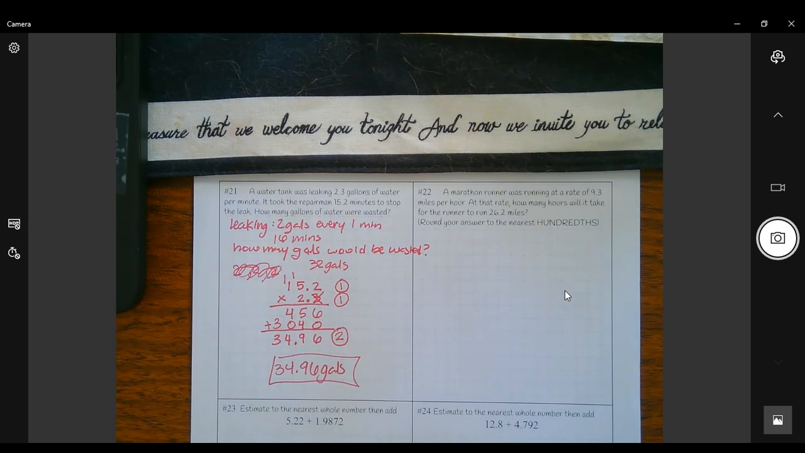All right, let's take a look at the next one. The next one says a marathon runner was running at a rate of 9.3 miles per hour. At that rate, how many hours will it take for the runner to run 26.2 miles? If you need to, round your answer to the nearest hundredth.